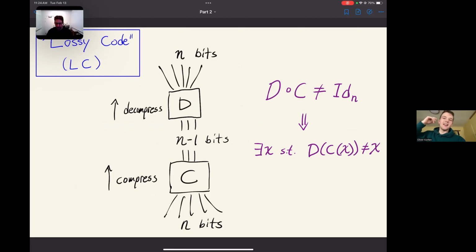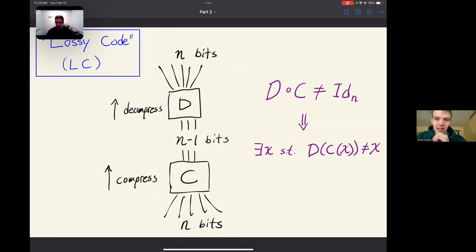And what the pigeonhole principle tells us in this case is that if I compose these two functions, then the composition can't be the identity function. I have to lose information if I go from n bits to a smaller number and then back to the original n bits. So this defines a total search problem: find some witness that the composition of these functions is not the identity.